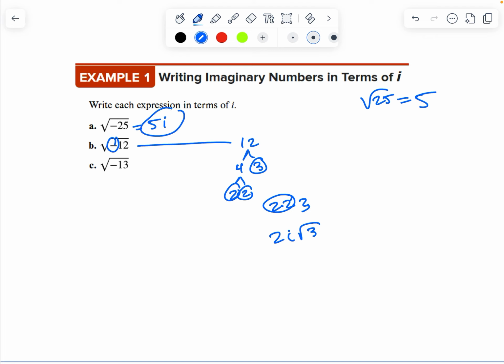Notice on this answer, the i was not in a square root. On this answer, the i is not in a square root. You always want the i to go outside the square root. On problem C here, negative 13, we try to break it down. 13 is actually prime. It's just 1 and 13. There's no other way to break 13 down. So 13 we can't simplify, but we cannot leave a negative inside a square root, so we just have to take it out as an i, square root of 13.